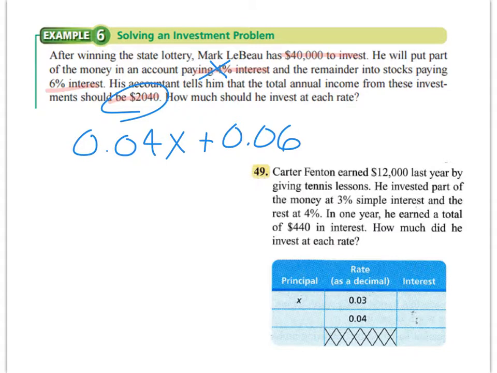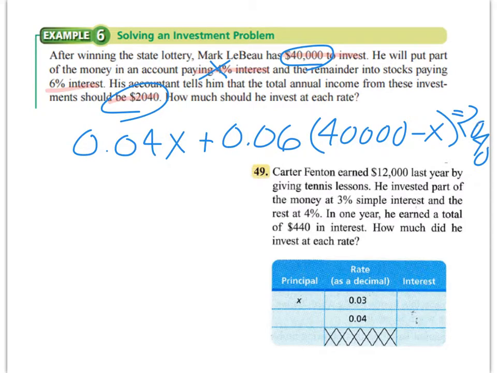And like I said, since there's 40,000 to invest, however much you invest at the 4%, you take that away from the 40,000 in order to get the amount invested at 6%. And the accountant says, well, the way I ran it up with the amounts I came up with, you'd get $2,040 per year, so set it equal to 2,040. Now this does give us an equation to solve.